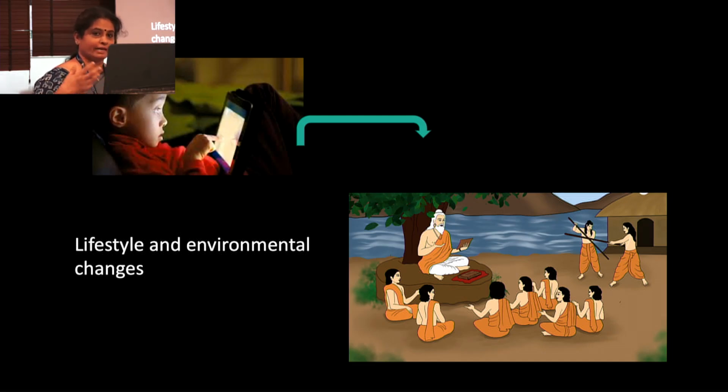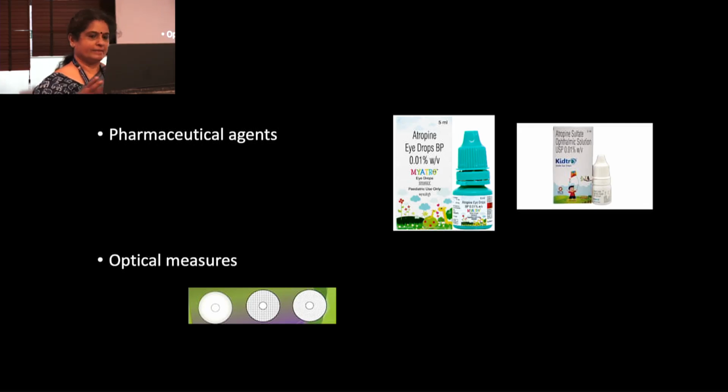So life has become very difficult for parents actually after all this. So these are the main things that we have to prevent myopia progression, like lifestyle and environmental changes. And as mentioned earlier, you have the pharmaceutical agents and the optical measures with which we can prevent progression. So I'll be talking about a few cases, and if time permits, we can discuss them.